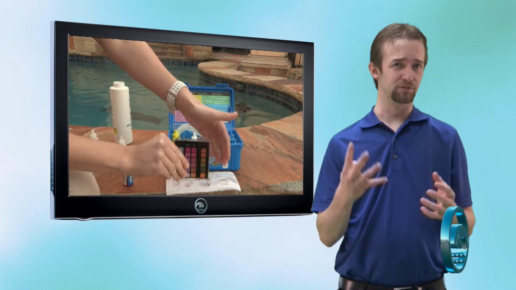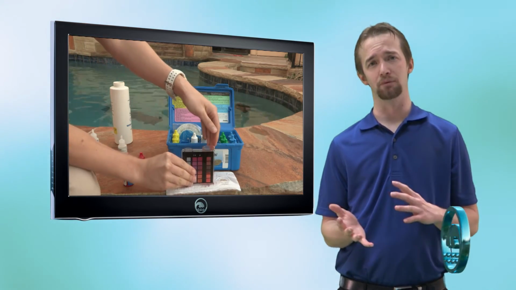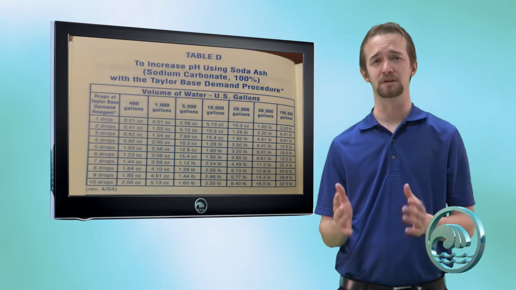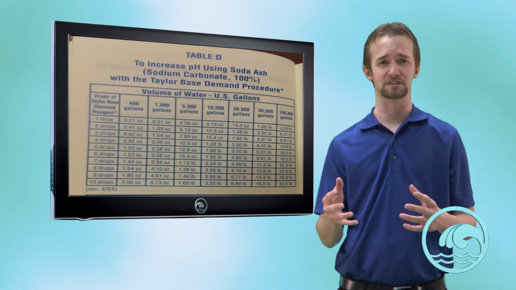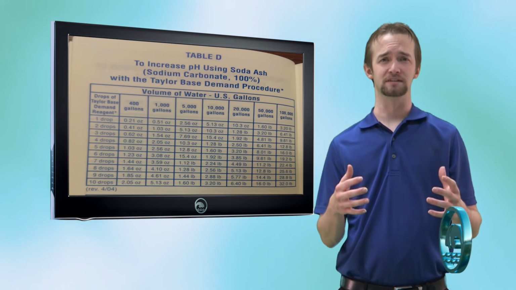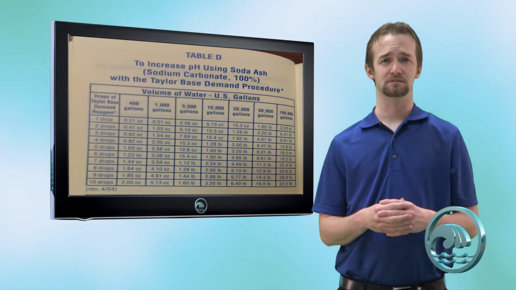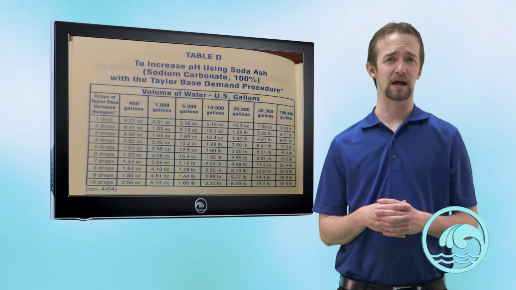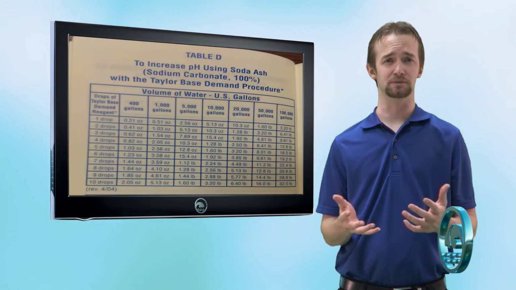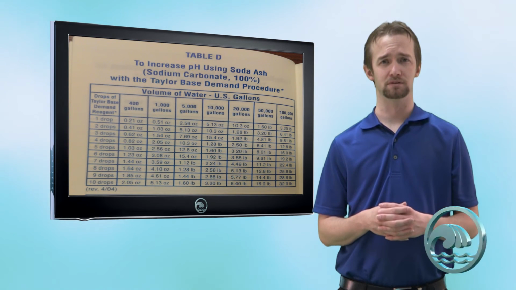Let's pretend it took 4 drops of the base demand reagent to get our proper pH level. Now we need to go to page 56. Page 56 is increasing pH using soda ash. This is the treatment table that we need to figure out how much soda ash to add to raise our pH up. So, 4 drops at 10,000 gallons of water, you need about 1.28 pounds of soda ash, or sodium carbonate, in order to raise your pH to a proper level.